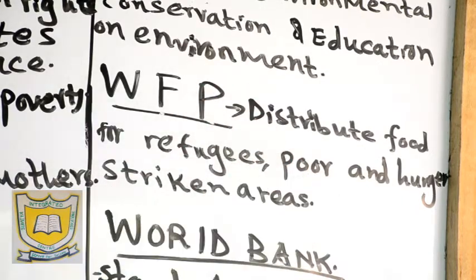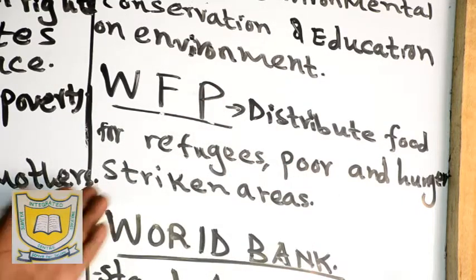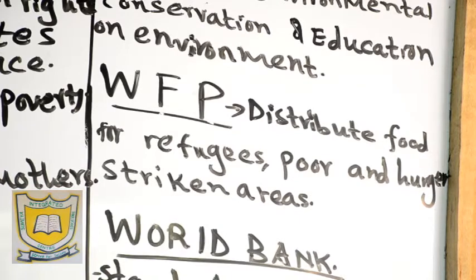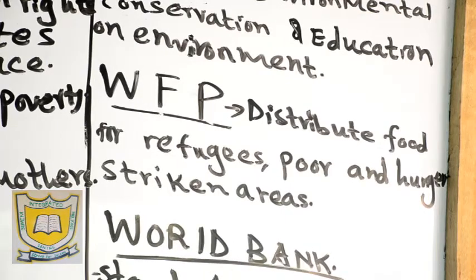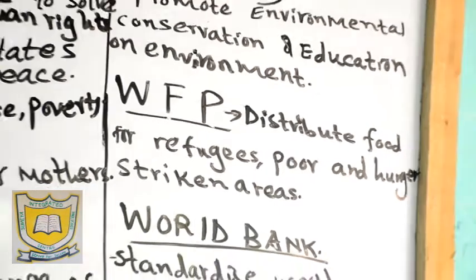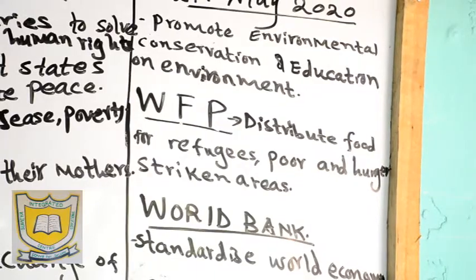Then we have the poor. Then we have the hunger-stricken areas. So that is the function of WFP. It distributes food to the refugees, the poor, and then areas stricken by hunger.